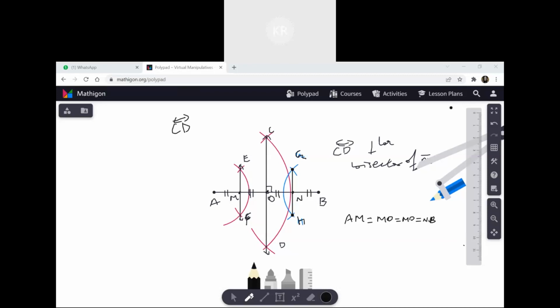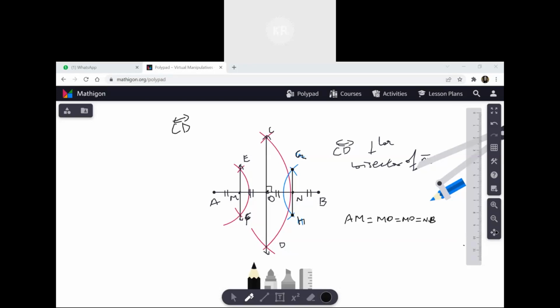Now let's go for how many? We can make as many equal parts as we want, right, sir? Yes, again this can be done continuously.